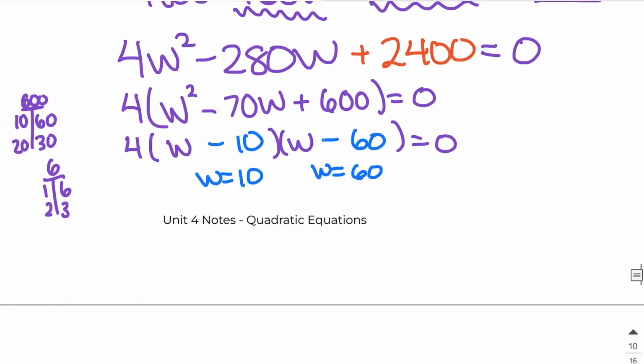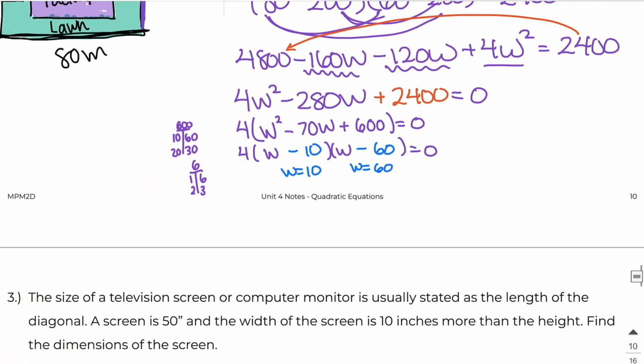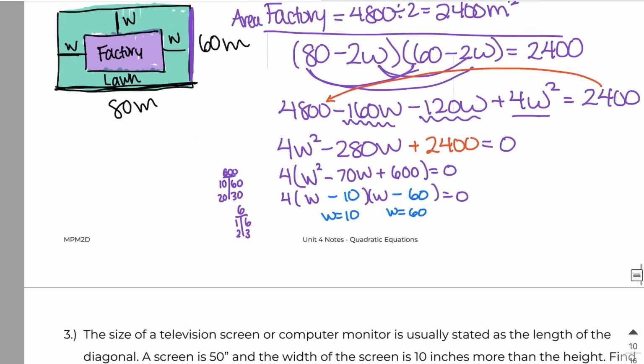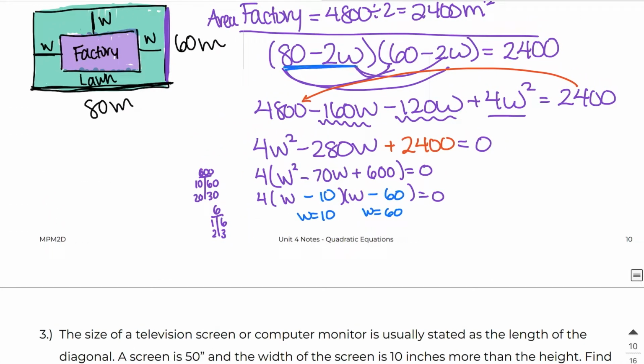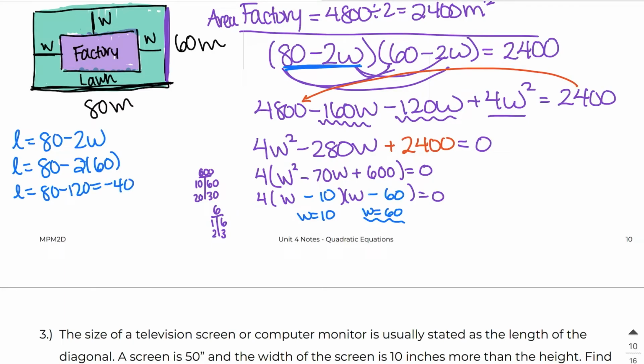Now, right now, neither one of these appears to be an extraneous solution. However, if you remember right here, this was the length of our factory. So if the length was 80 minus 2W, and if W was the 60 that we got here, then it would be 80 minus 2 times 60, which would give me 80 minus 120, which is negative 40, which is not possible, which means that this is, in fact, an extraneous solution.